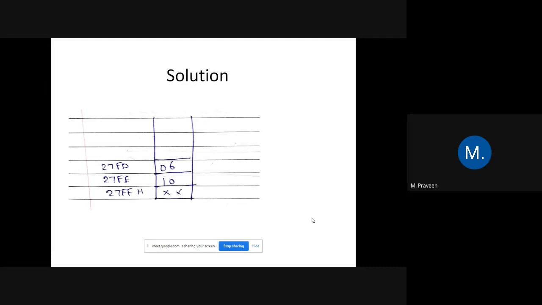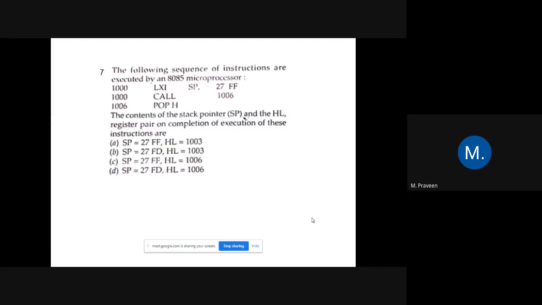Yeah. So here we have the stack pointer and call instruction. These 3 instructions deal with the stack pointer, so we have to draw the stack first. The first instruction is LXI SP, 27FF. Many of you are saying C. Let's see what the answer is.